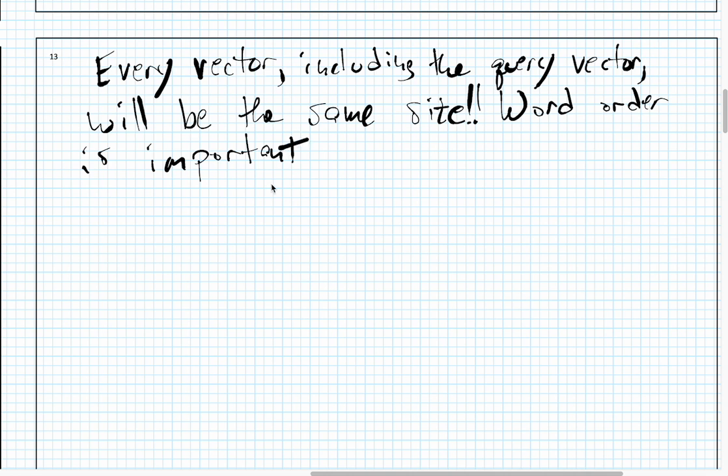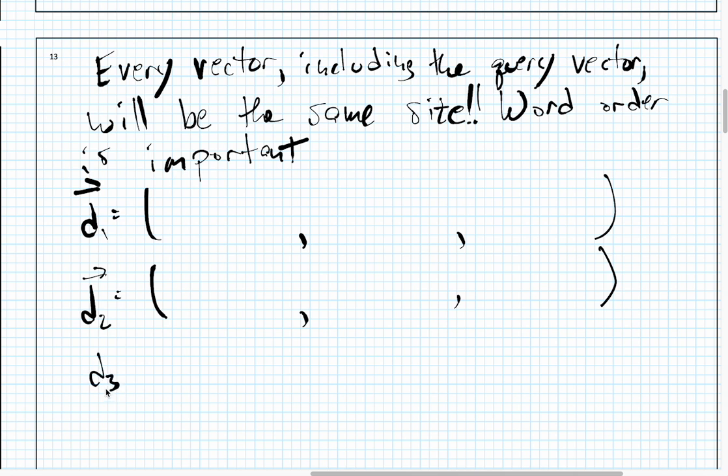So for these 4 documents that we had, remember there were a total of 3 words. So D1 is going to be a vector that has 3 components in it. And D2 is going to be a vector that also has 3 components in it. And D3 will be the same thing. And D4 will also be the same thing. Now the question is what goes in each one of these components?